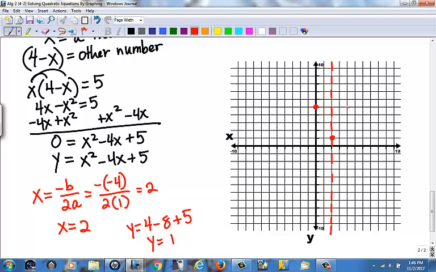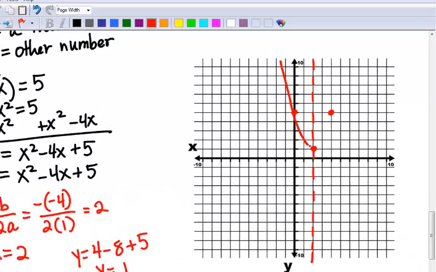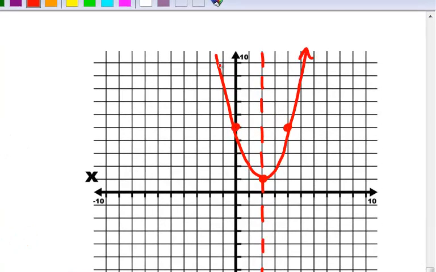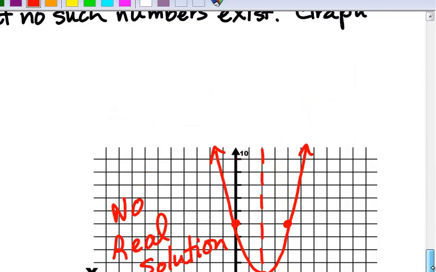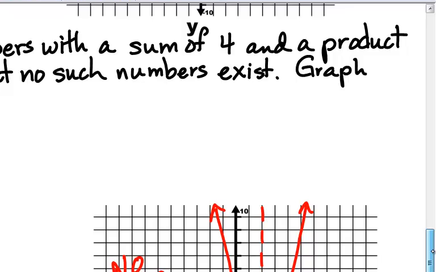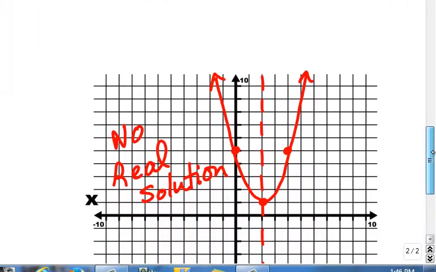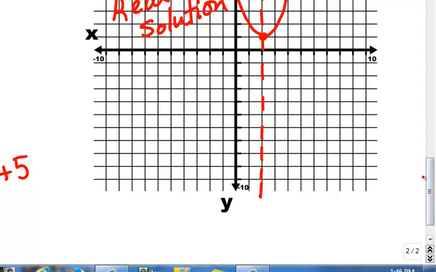And if this one's 2 units away, there's another one 2 units away here. Then you could plot a couple more points, but you don't need to. You already know it's not crossing. Knowing that it does not cross the x-axis means there's no real solution. And that's what they ask: show that no such numbers exist. It does not cross the x-axis.